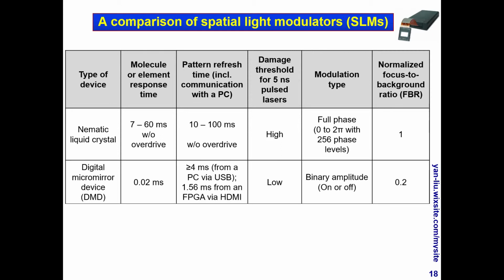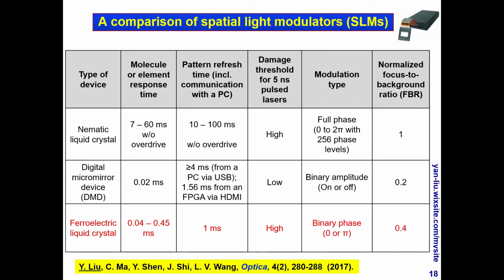Digital micromirror devices can be faster. However, they normally achieve binary amplitude modulation, which results in a low focusing efficiency and contrast. We quantify the focusing contrast by the focus to background ratio, which is the intensity ratio between the focus and background. In our work, we use ferroelectric liquid crystals as a fast spatial light modulator. These molecules can respond to an external electric field very fast because of their spontaneous polarizations. The SLM has the shortest runtime of 1 millisecond, including data transfer time.